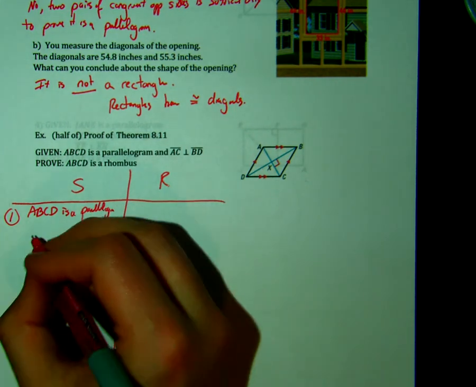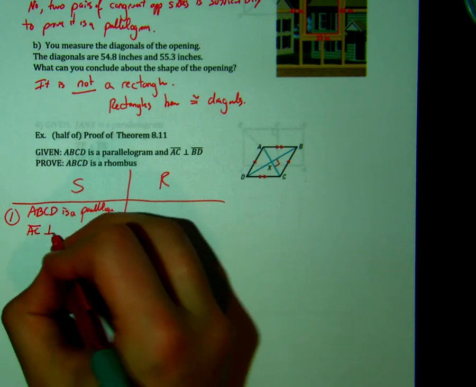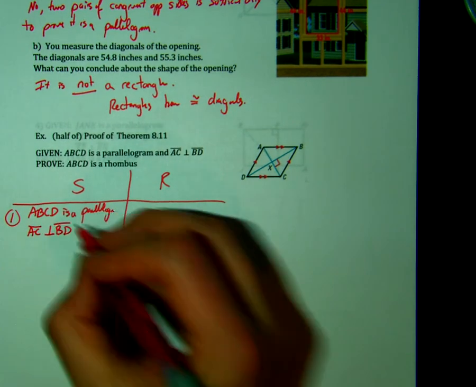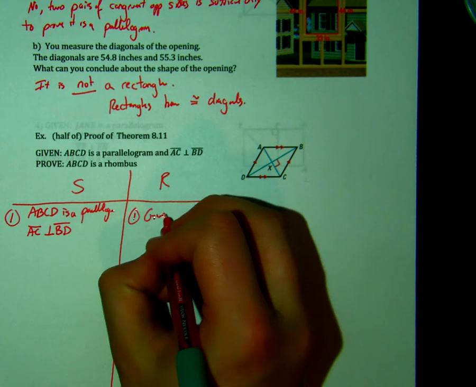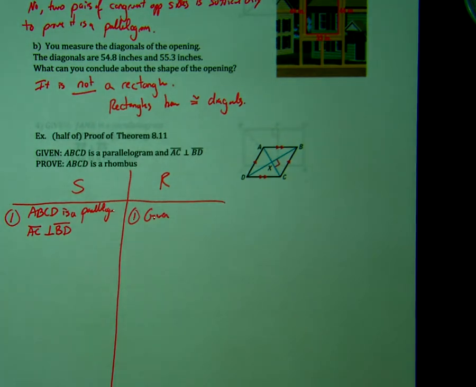And the second thing is that AC is perpendicular to BD. Okay, so these are our givens. All right. So what do we know? So we want to think, what other things do we know?